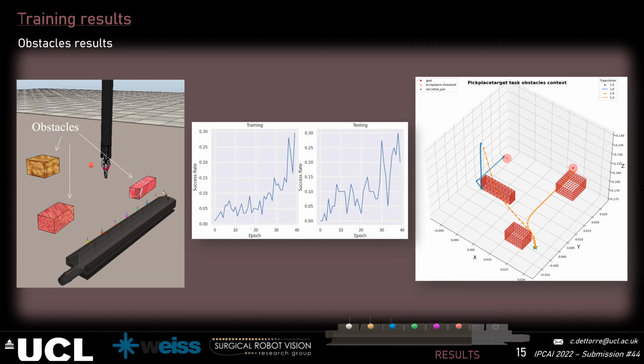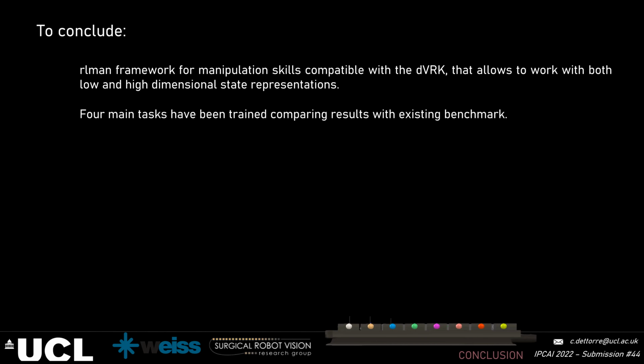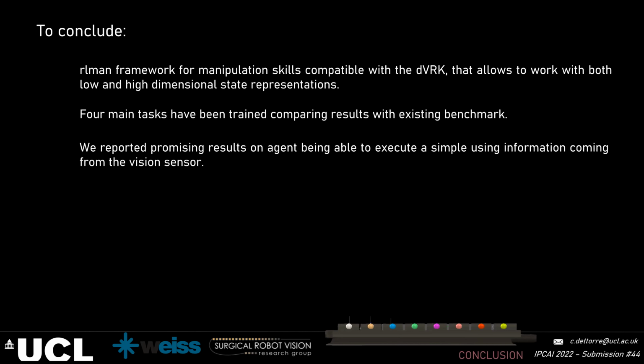And finally, to conclude, in this work, we introduced the RLMN framework for training manipulation skills compatible with the dVRK that allows working in both low and high dimensional state representation. We analyzed 4 main tasks comparing results with benchmarks. We reported promising results on the agent being able to execute a simple task using information coming from a vision sensor.